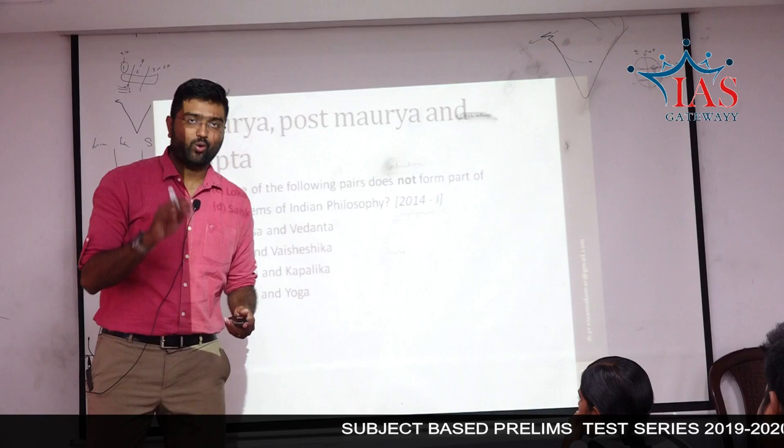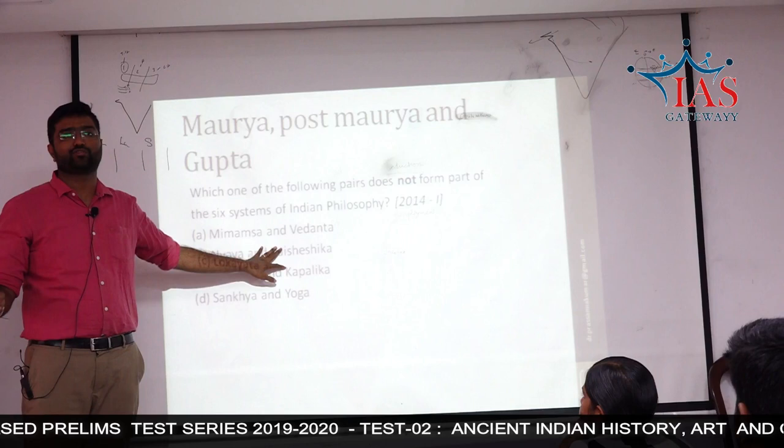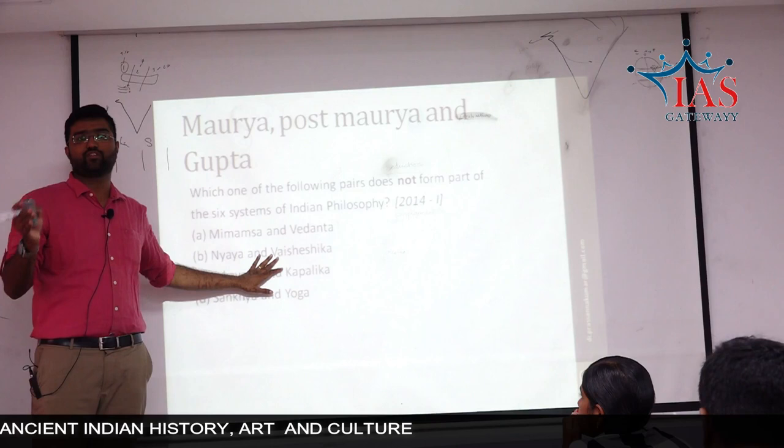Okay, so what I am trying to say here is that many questions have come on Indian philosophy. All the 6 schools of philosophy are a very important thing. Among them, what are the schools of philosophy which are against these 6 schools? Lokayukta, Kapalika, Buddhism, Jainism, all of them come there.